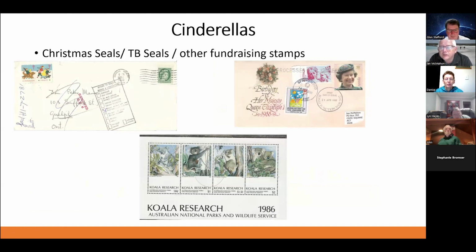Seals and fundraising stamps, the classic TB seals that come from many countries, very much collected, say, in the US, and there's a catalogue of them in the US. Those issued in the US, but also issued in other countries, similar things from Europe and Denmark and the like. And one there from the Queensland Chest and Lung Association, and koala research stamps issued for fundraising, really.